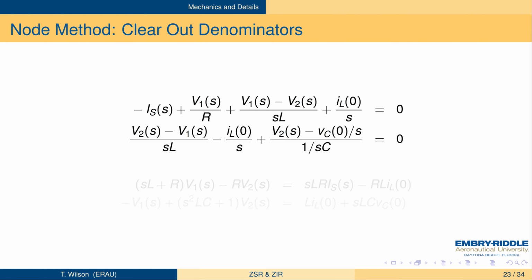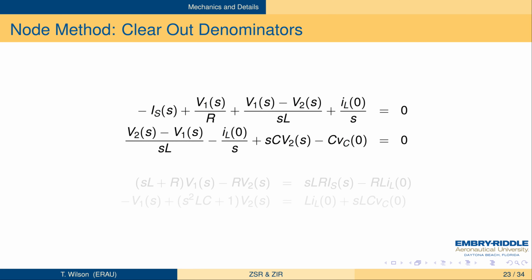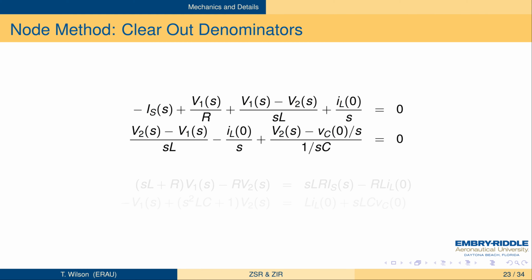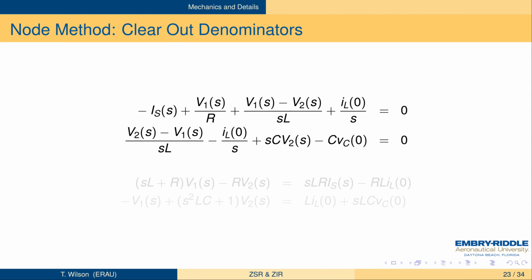Now we're going to do some algebra. First, clear out the denominators. Again, this is just practice in how you do these things. In the second equation, we have the 1 over SC in the denominator. We can take that into the numerator, so that scales V2 of S, and then the S's cancel out, and we take that into the VC of 0 term. So we get SCV2 of S minus CVC of 0.